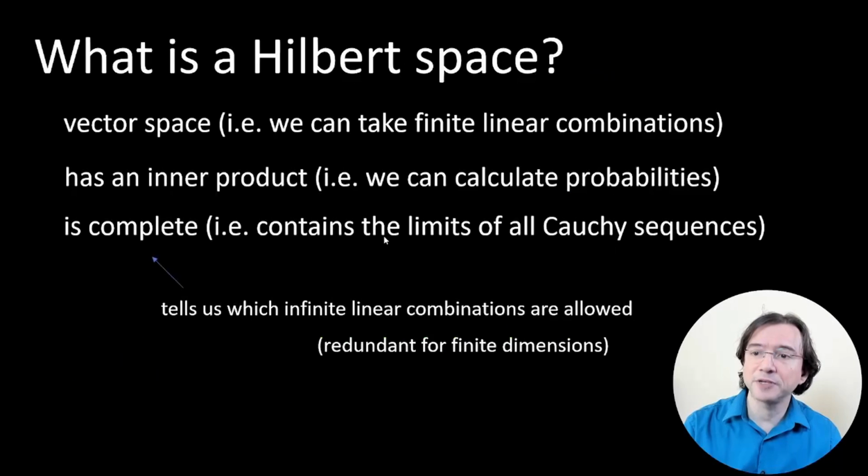So what is the Hilbert space? The Hilbert space is a vector space, so that is, we can make linear combinations. It has an inner product, which means for quantum mechanics we can calculate probability, and it is complete, meaning that it contains the limit of all the Cauchy sequences. And this essentially is telling us which infinite linear combinations are allowed, the ones that are a limit of a Cauchy sequence. Now, this requirement is redundant for finite dimension, because if you have an inner product vector space, and it's finite dimensional, automatically all the Cauchy sequences converge in the space.